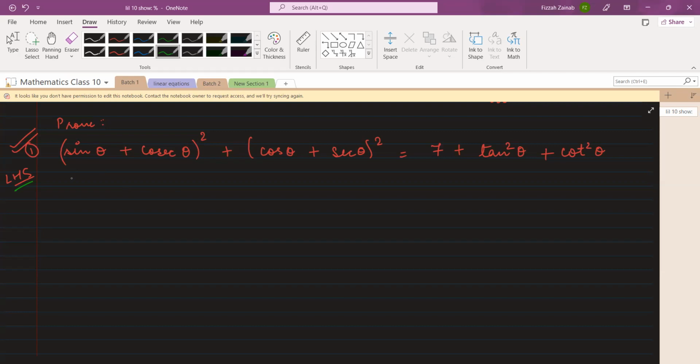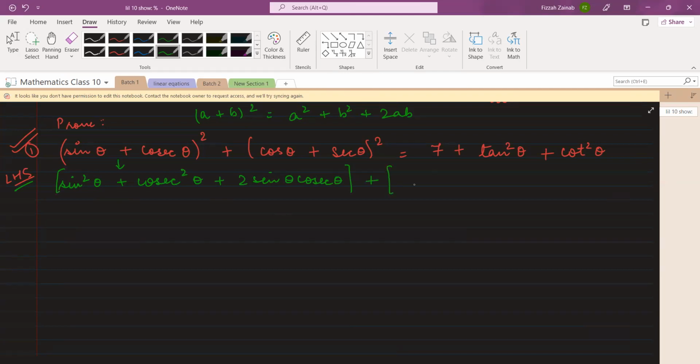See, it's not that tough. Okay, let me also solve it. First of all, you can see it is (a plus b) whole square, right? So you have to open the bracket, otherwise you cannot add it. So (a plus b) whole square is a square plus b square plus 2ab, right? So this first bracket will become sine square theta plus cosec square theta plus 2 sine theta into cosec theta, right? First bracket.